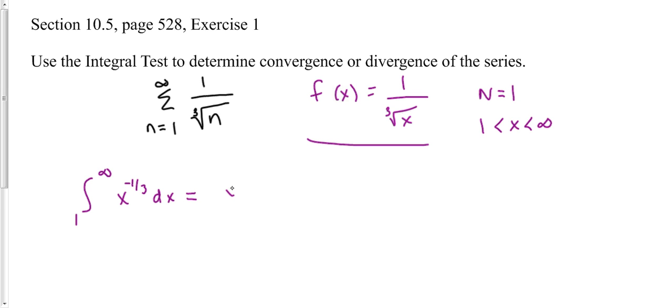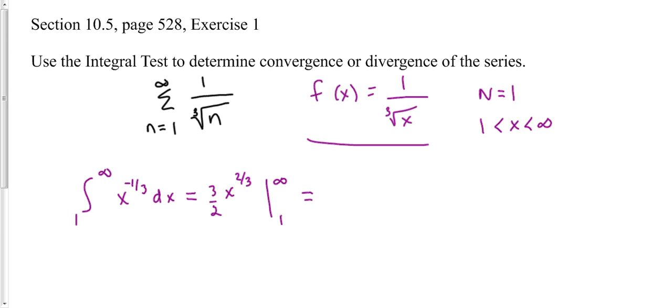So it's going to be x to the positive 2/3. And I have to divide by that power, which is going to give me a factor of 3/2 in front. And then I'm going to evaluate that from 1 to infinity.